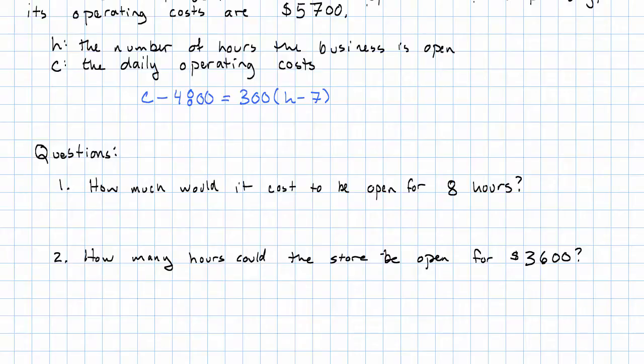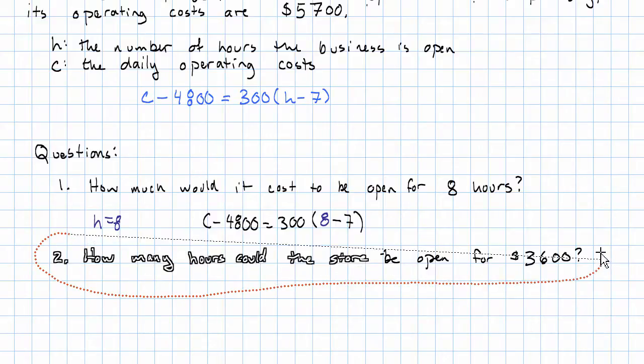Being open for 8 hours, that means H equals 8. We plug that in. C minus 4,800 equals 300 times H minus 7, which is 8 minus 7. Right? Let's get ourselves a little bit more space here.